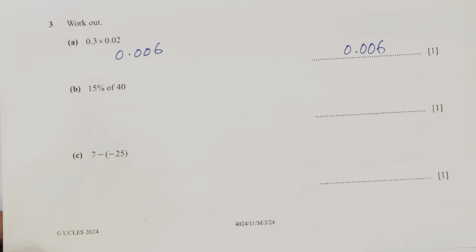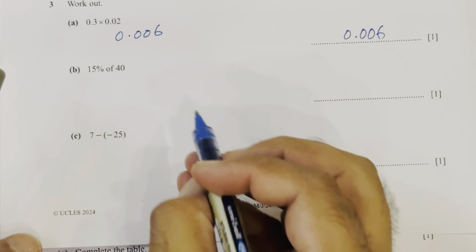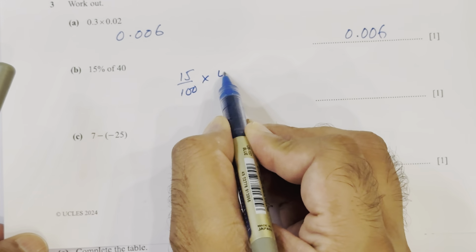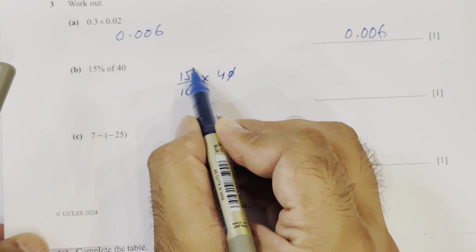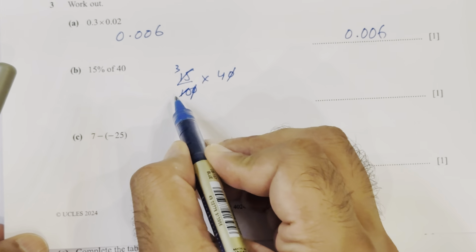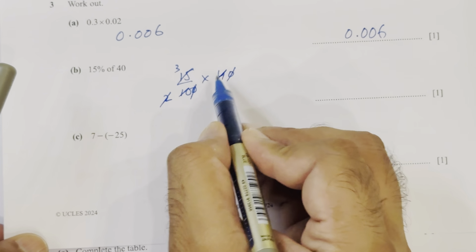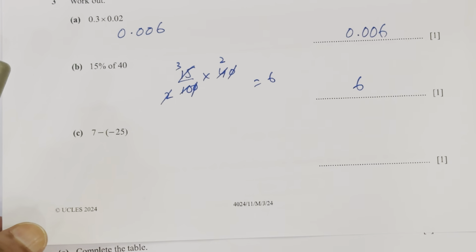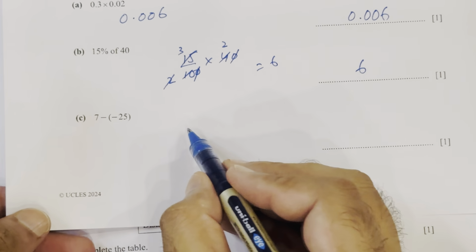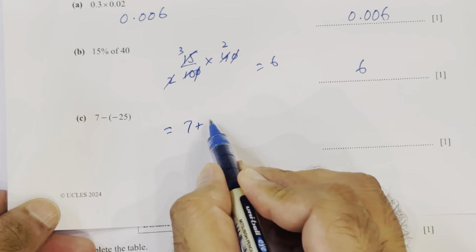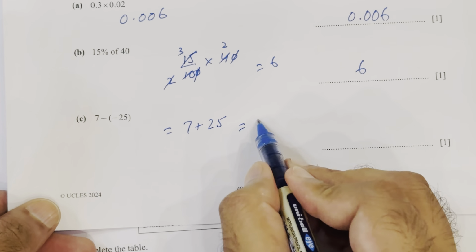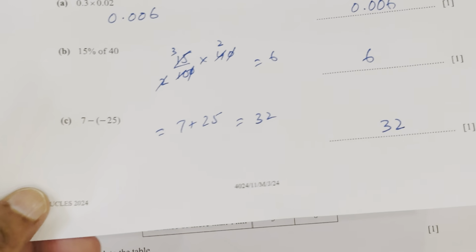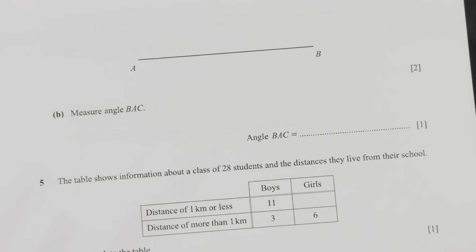Moving to its next part, 15% of 40. It would be like that, 15 by 100 multiplied by 40. We're going to cancel 0 with 0. Then 5 3s are 15, 5 2s are 10, then 2 and 2, then 3 multiplied by 2 would be 6. So our answer for this part would be 6. 7 minus 25, so it would be plus 25. The answer would be 32. This was the easiest question number 3. Moving to question number 4.